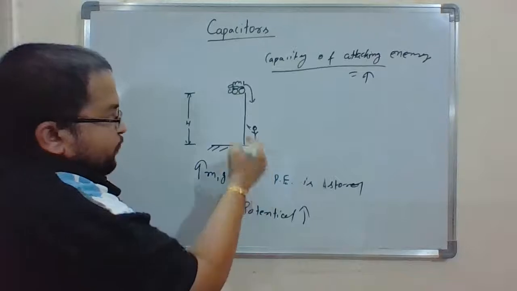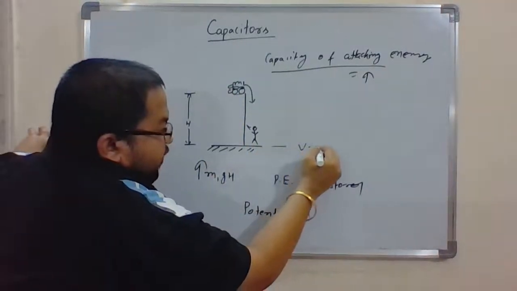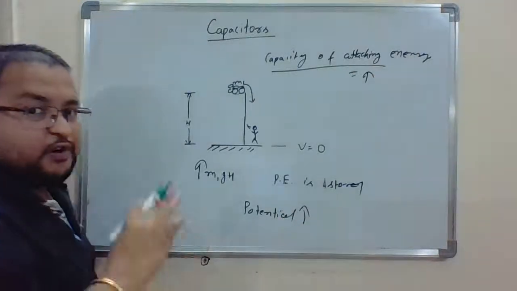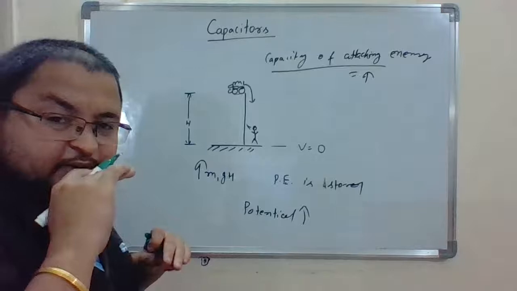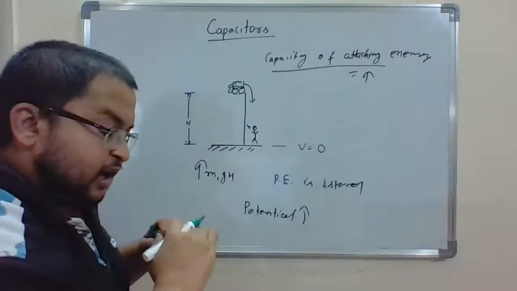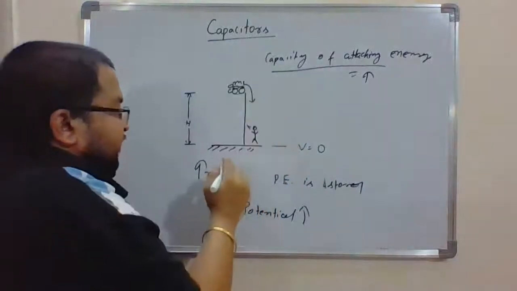So if you see here, what did we do? The potential of the ground I can take as zero, because we know potential is always a point function. It depends only on your initial point and final point, not on how you have made the movement. So it is just a point function.